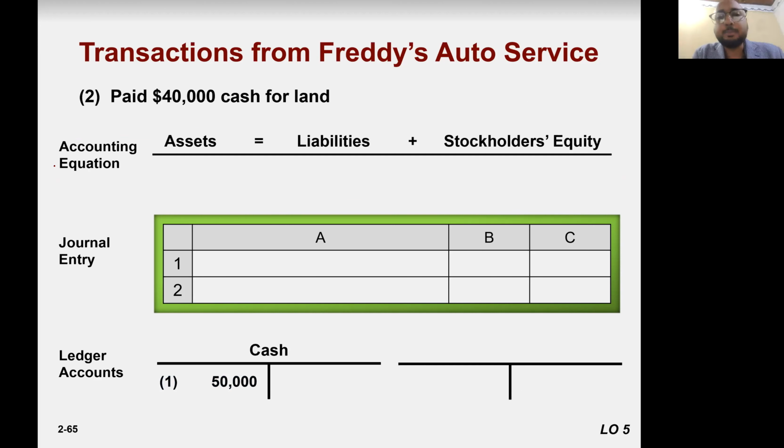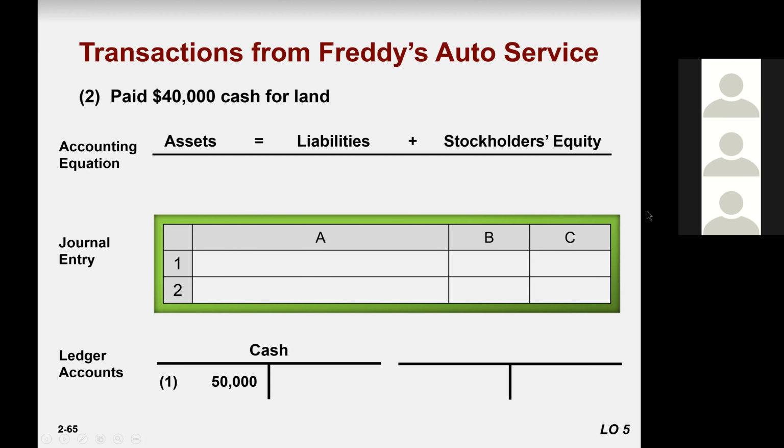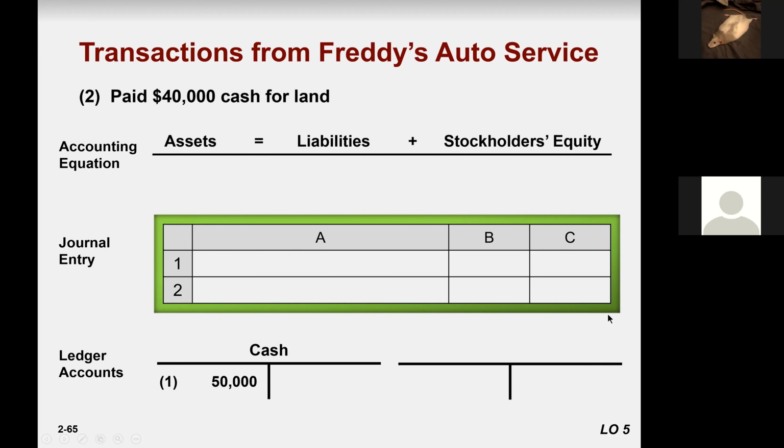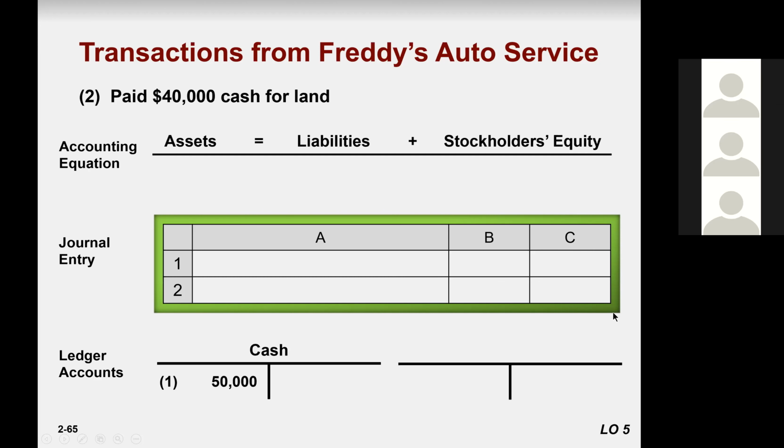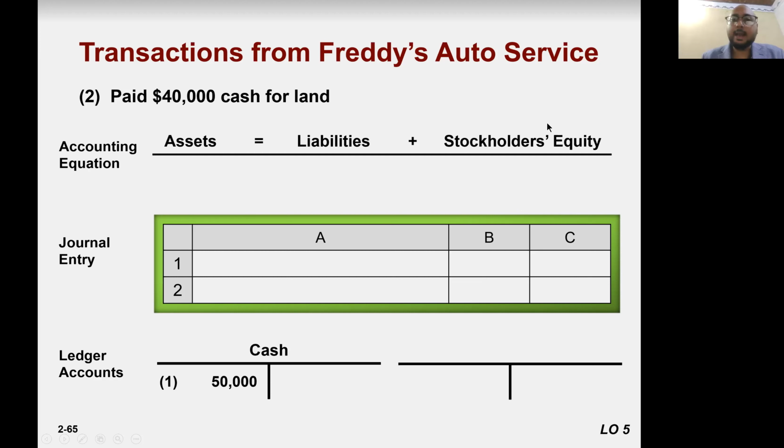Now let's talk about the second one. Paid 40,000 cash for land. Now you guys participate. Which 2 accounts are going to be hit from this one? Paid 40,000 cash for land. Cash and land. Well done. Land and cash.